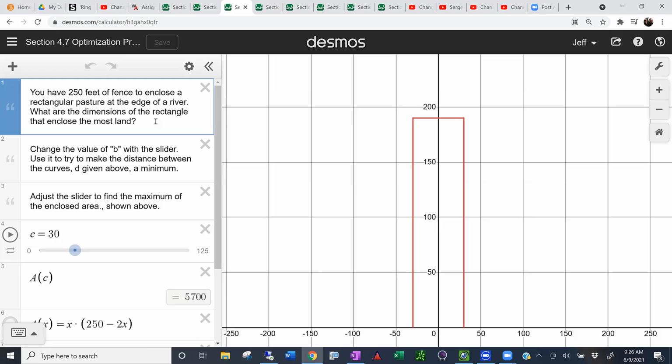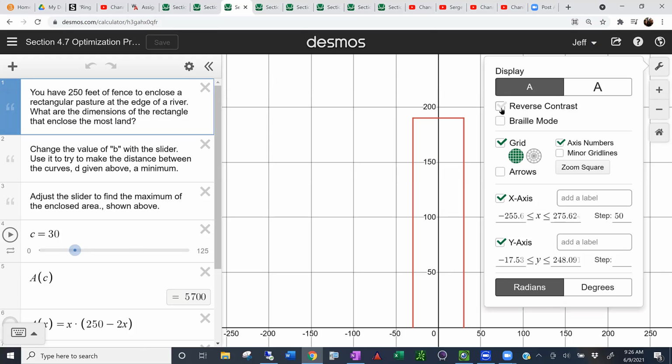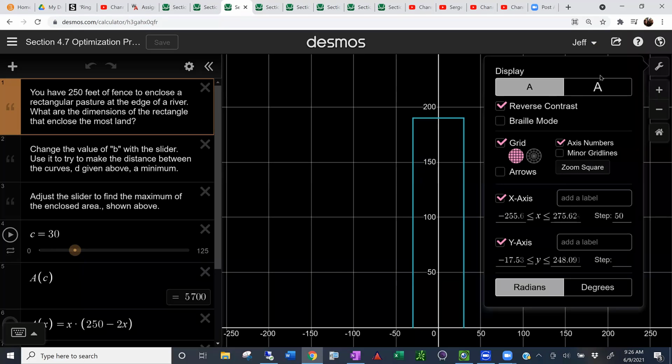So we've got a fence. We've got 250 feet of fence that we're going to use to enclose a rectangular pasture at the edge of a river. So it's kind of drawn for us here. And let's do what we did with the last one. Let's do the reverse contrast.